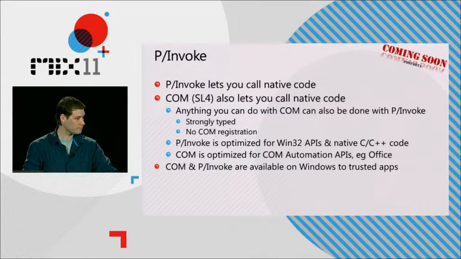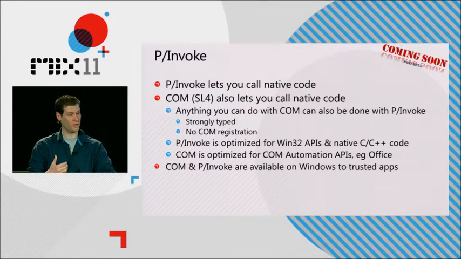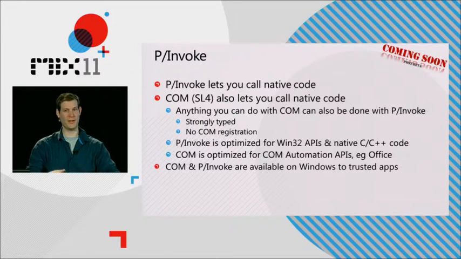And just one last point here, that COM and pinvoke are available on Windows to trusted apps. You want to use the Win32 API, you have to do it on Windows. And you want to use pinvoke, you have to do it on a trusted app. You can't do trusted stuff from a sandboxed application because that's equivalent to letting anyone write a web page and take over your hard drive. No one wants that, so trusted apps only.